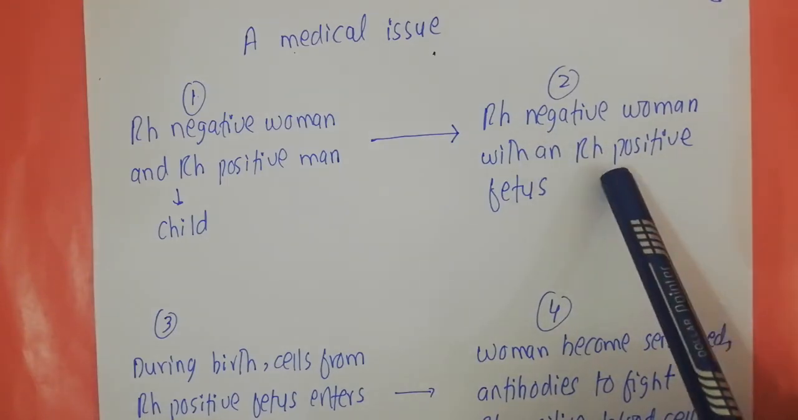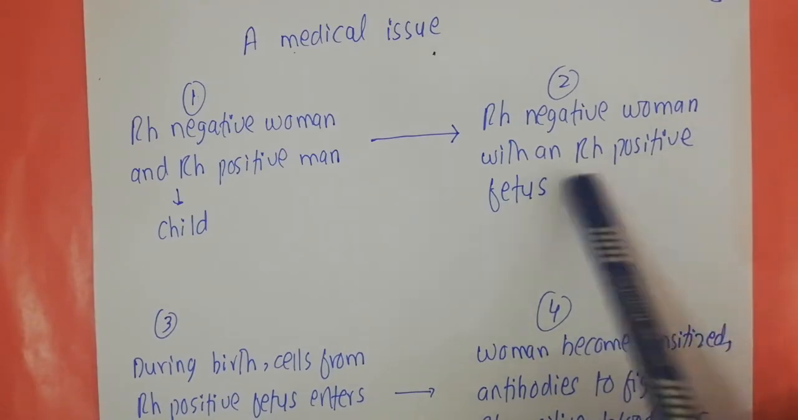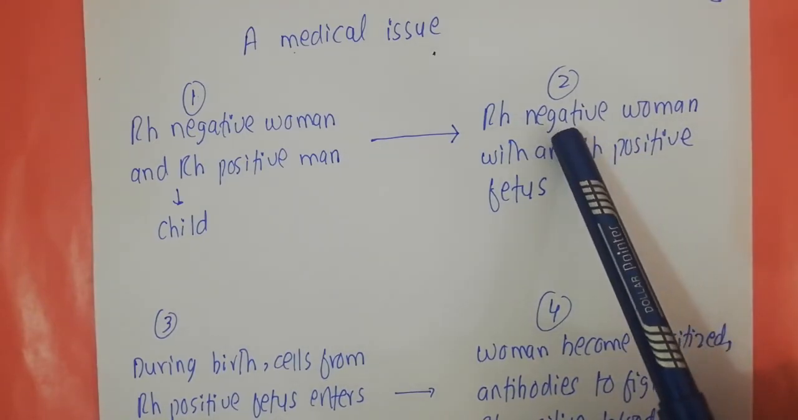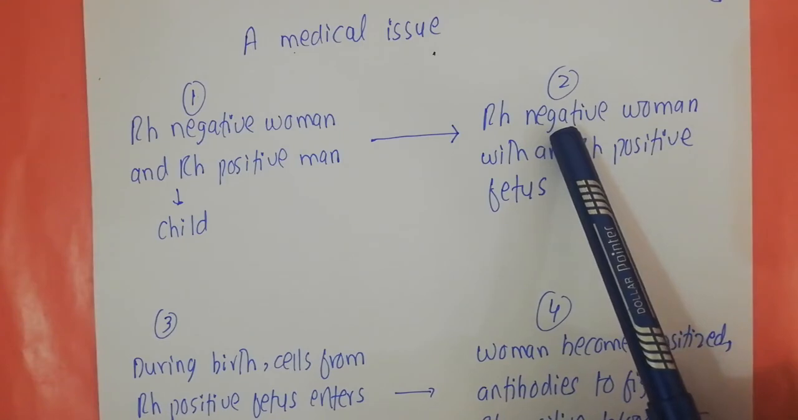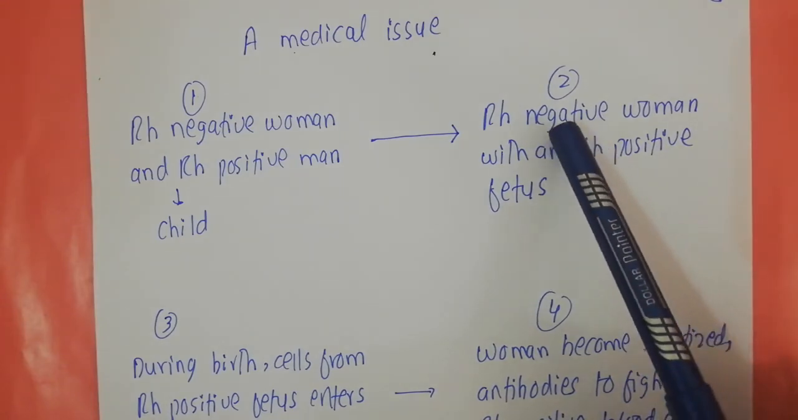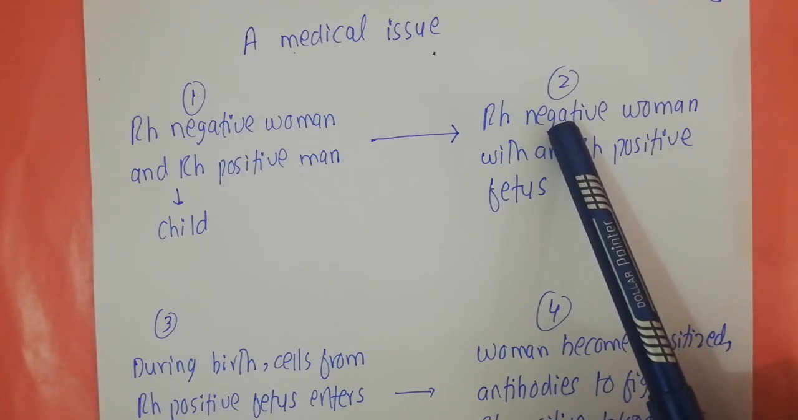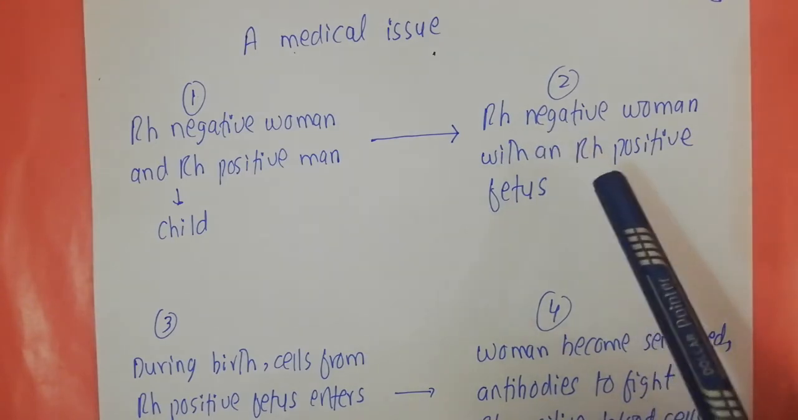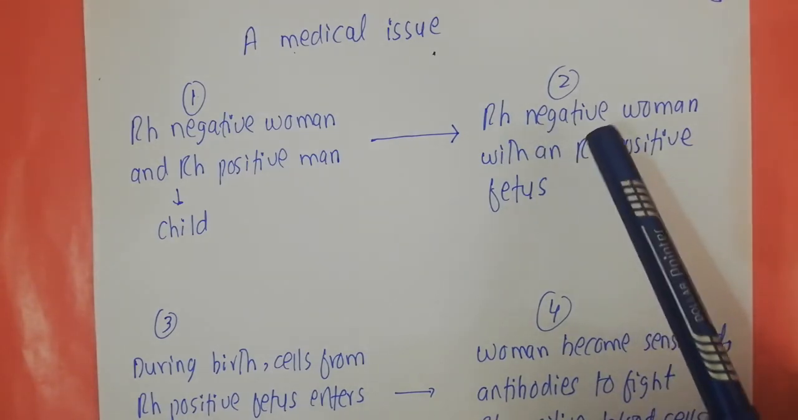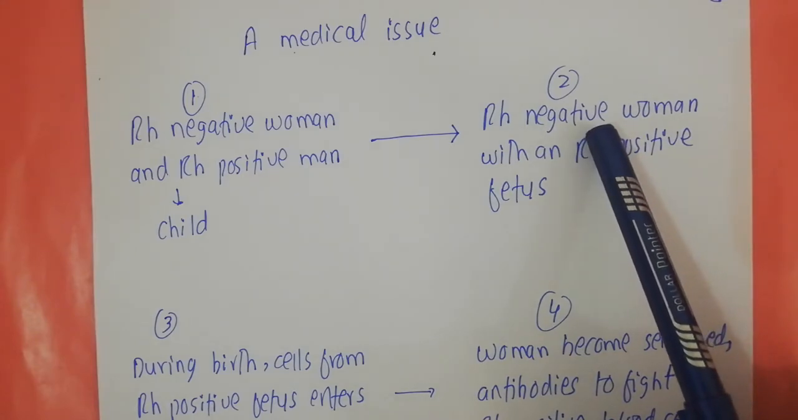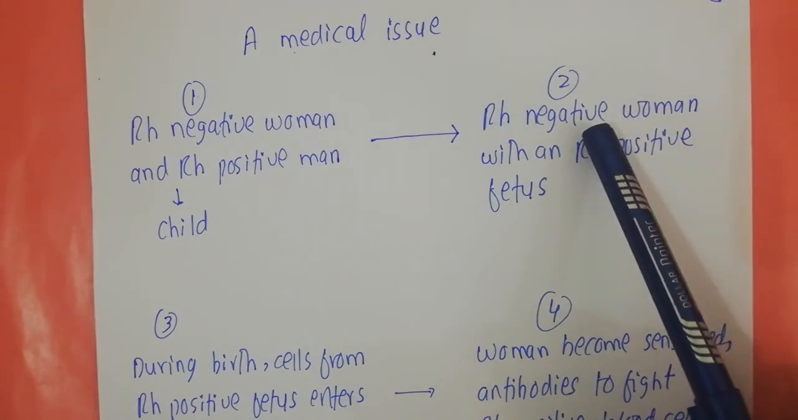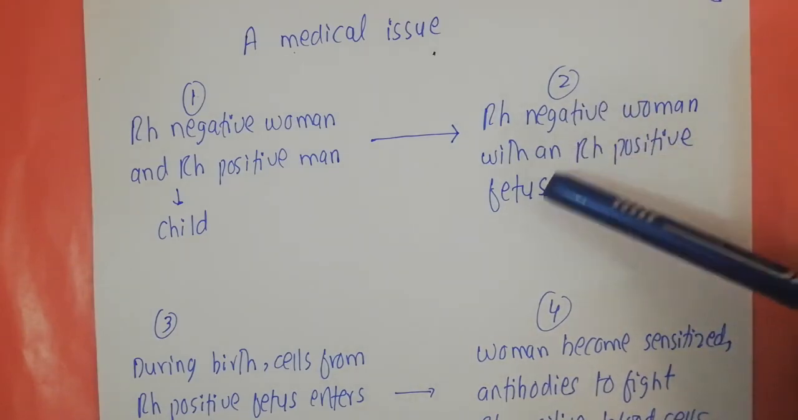That means that this positive Rh antigen is foreign to this particular woman, because the mother is Rh negative. That means she has never seen an Rh positive antigen. So if the Rh positive antigen is presented to the immune system of the Rh negative woman, she is going to produce antibodies against it. But during the first pregnancy, there is no problem.